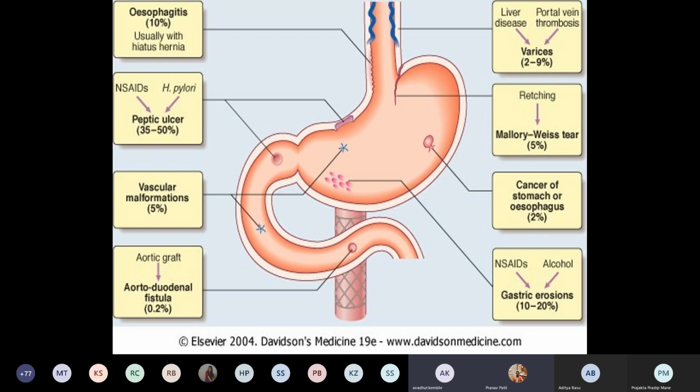Now, what are the common causes according to percentage? Most of the time they are NSAIDs or H. pylori. In that, peptic ulcer accounts for almost 35 to 50% of upper GI bleeds. Then esophagitis, varices, Mallory-Weiss tear, then cancer of the stomach, and aortoduodenal fistulas. So these are some of the commonest causes of upper GI bleed.